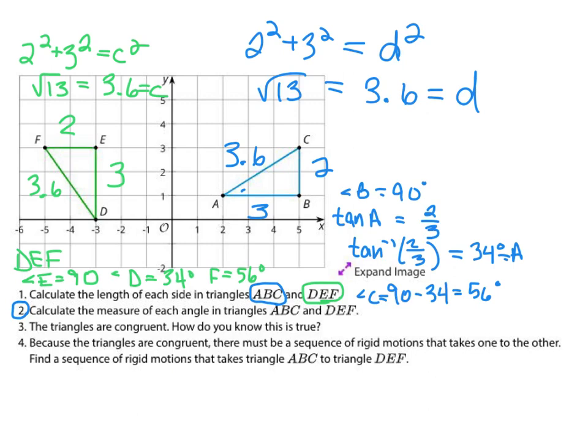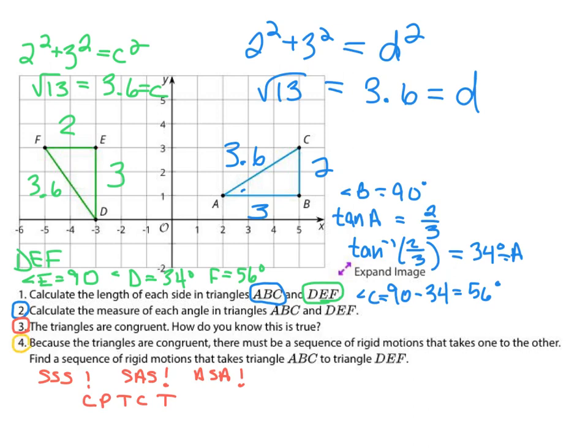How do you know this? Well, we know because of side, side, side, or angle, side, angle. Those are all great ways that we would know. We could say CPCTC: congruent parts of congruent triangles are congruent. All corresponding parts are congruent, so the triangles are congruent.